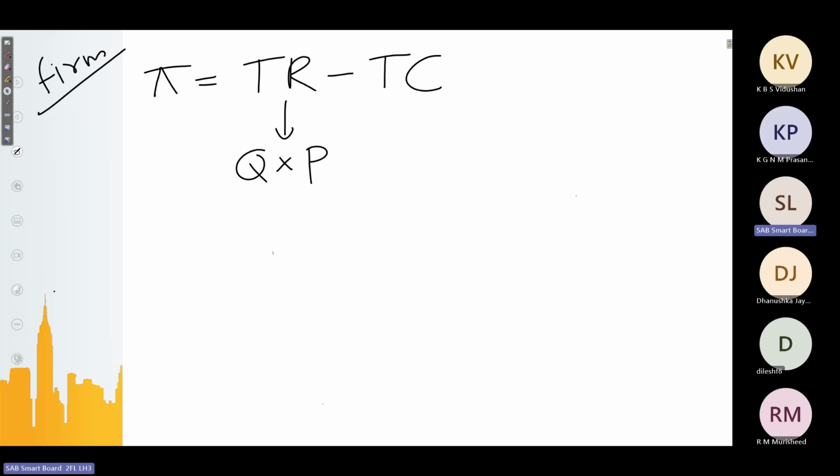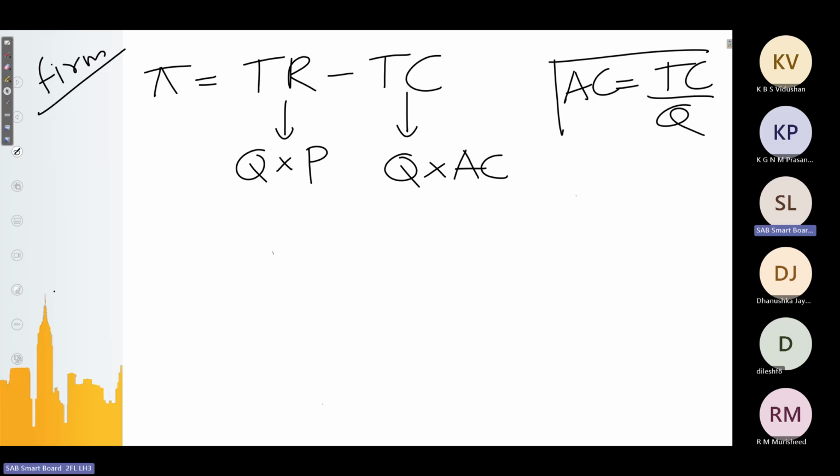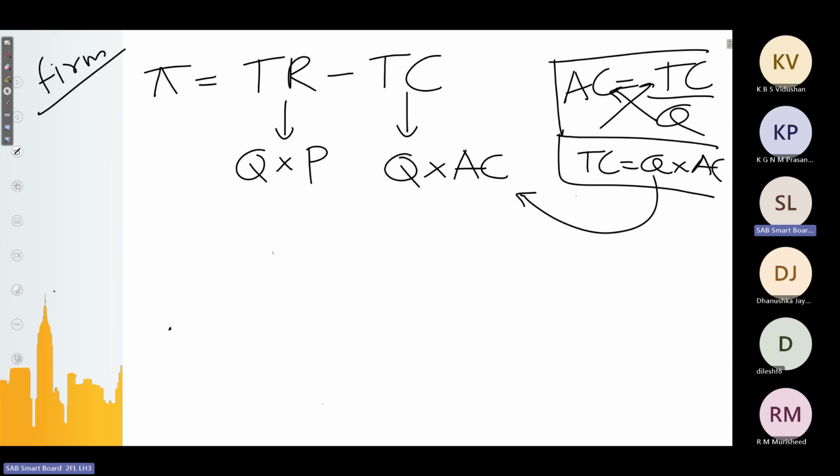Then what is total cost? Total cost is quantity multiplied by average cost. You may have learned that average cost is total cost divided by Q. In short run and long run cost theory, you learned that total cost divided by Q is the average cost. So by applying cross multiplication, we learned that total cost equals Q into AC. So that is what we use here. Total cost equals Q into AC.